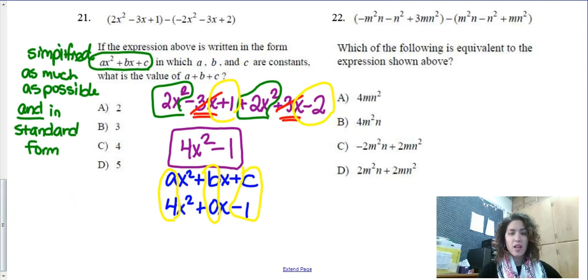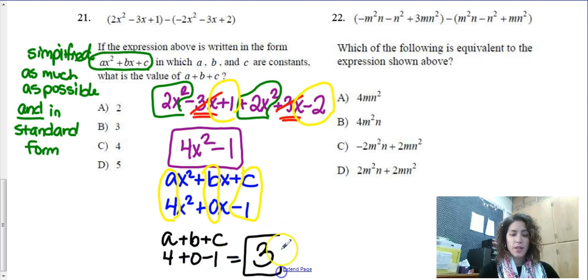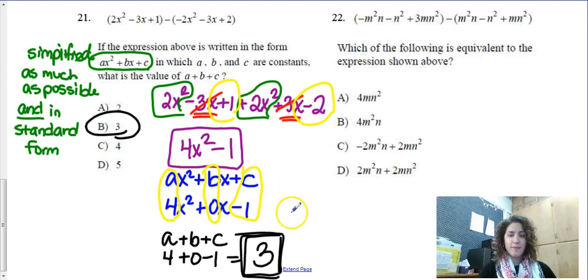So really what this is asking me to do when it says a plus b plus c is adding up these coefficients. 4 plus 0 minus 1 equals 3. So my answer is B.